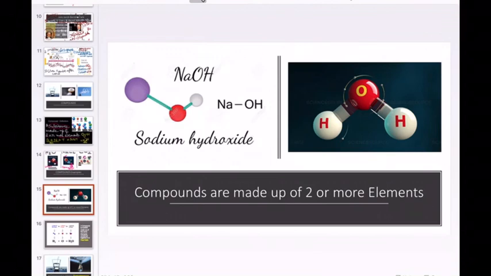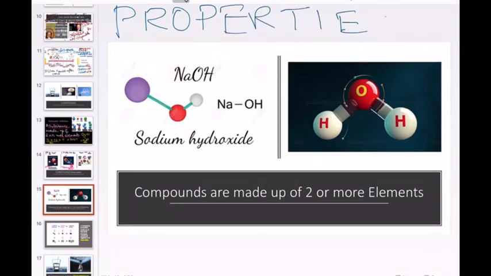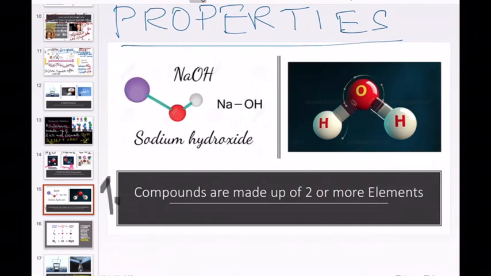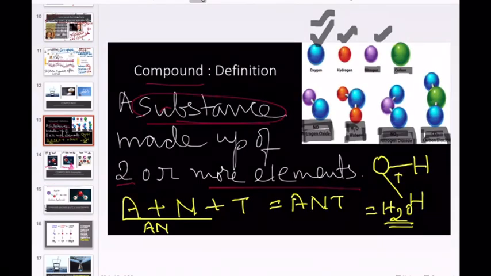Now we come to the properties of compounds. Now see the first property. Property number 1 says compounds are made up of two or more elements. That's what I have shown you here. Oxygen and hydrogen combine to form water.